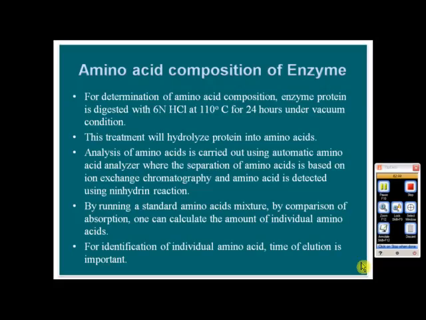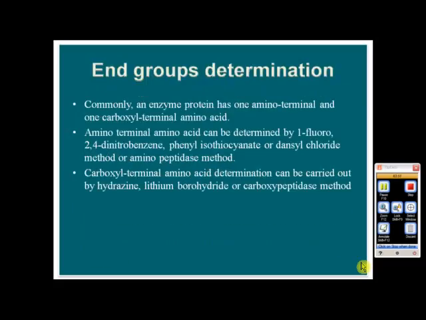For each amino acid they will give a particular color, and by that you come to know the amino acid composition. Because in the automated amino acid analyzer they already have the data for the standard 20 amino acids. By comparing with those, they come to know what type of amino acids are present in your protein sample, in your enzyme sample. So by that they identify the individual amino acids.